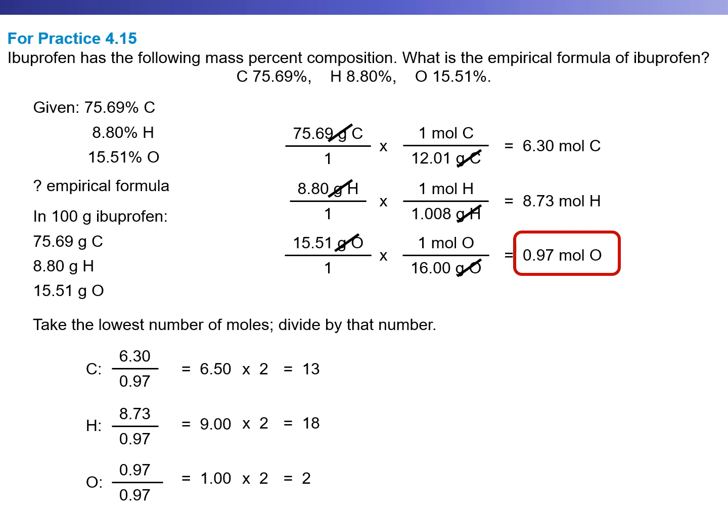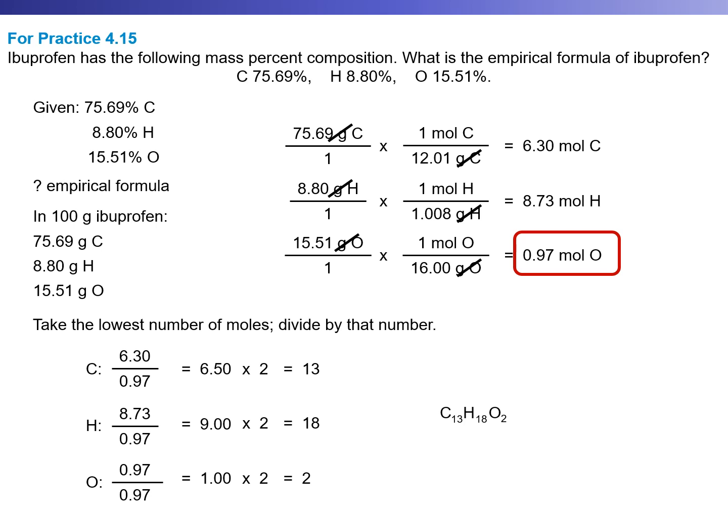And now we've got the subscripts that are going to go in our formula. So for carbon, we've got 13 of those. For hydrogen, we've got 18 of them. And for oxygen, we've got 2. And that is our empirical formula for ibuprofen.